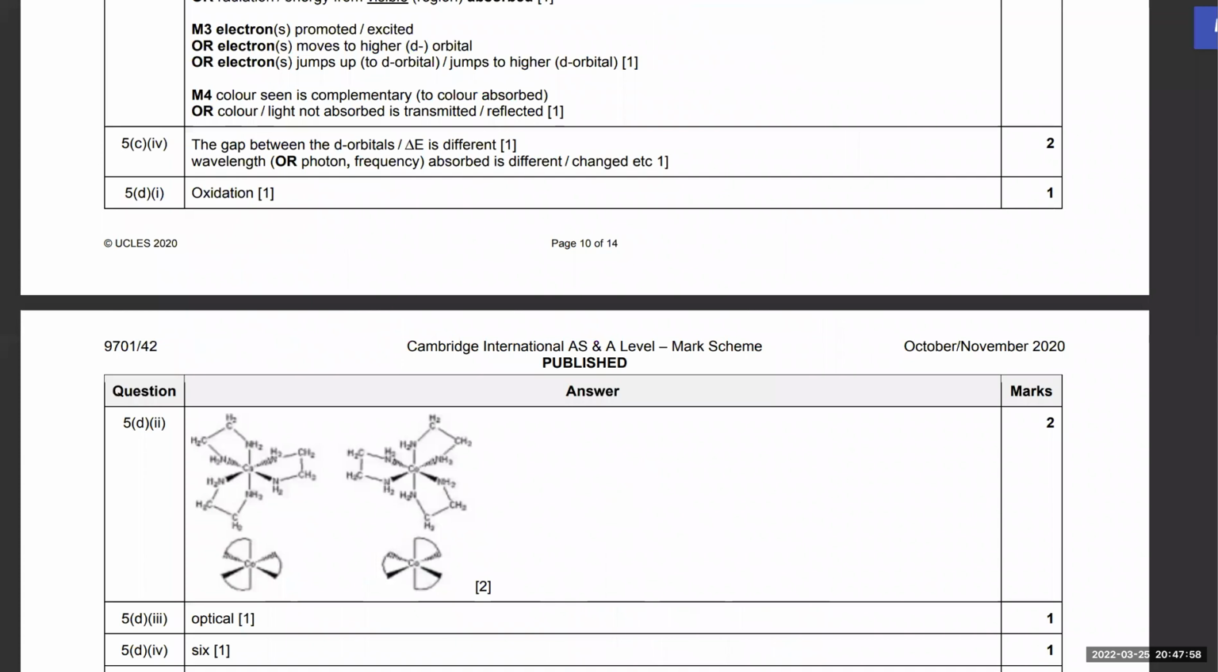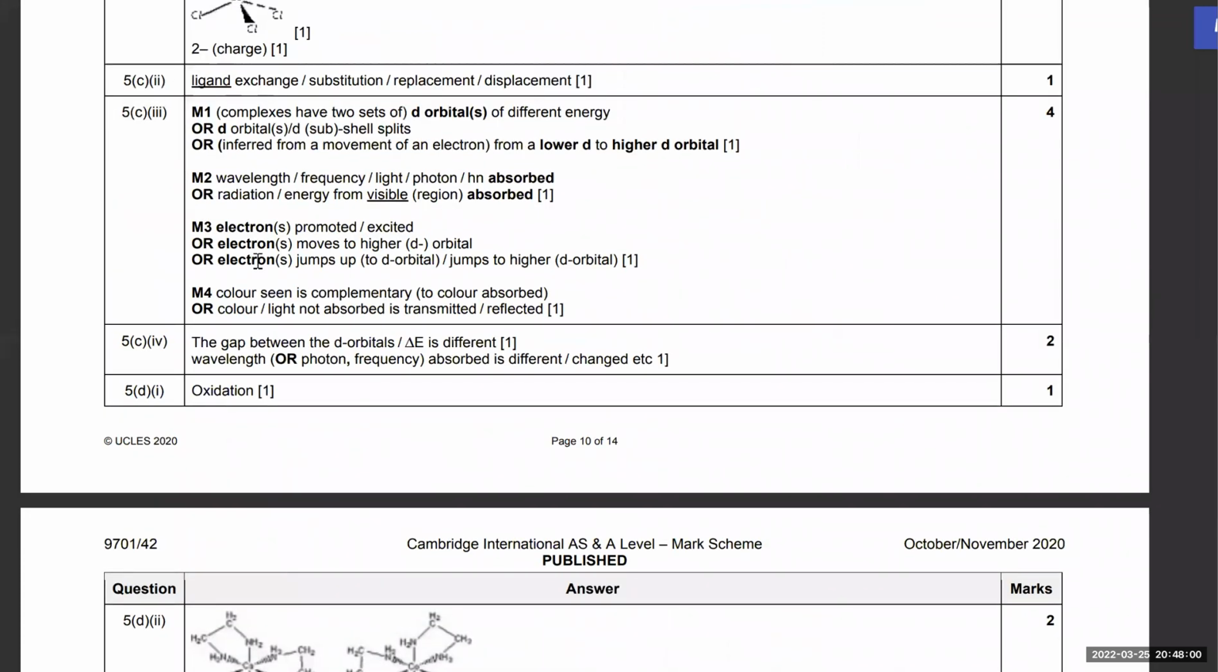And the mark scheme answer would be the same. That the d orbital splits, lower d, higher d, the electron absorbs energy from the visible region, the electron becomes promoted, jumps to the higher d orbital, and a complementary color is seen.